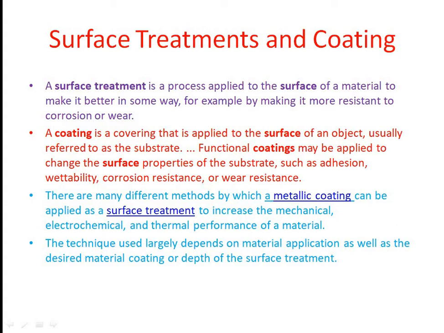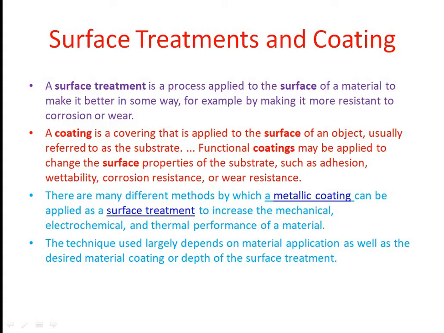As you know, surface treatment, as the name itself indicates, is a process which is applied on the surface of the material. Why is it to be applied on the surface of the material? To make it better in some way, for example, by making it more resistant to corrosion or wear.